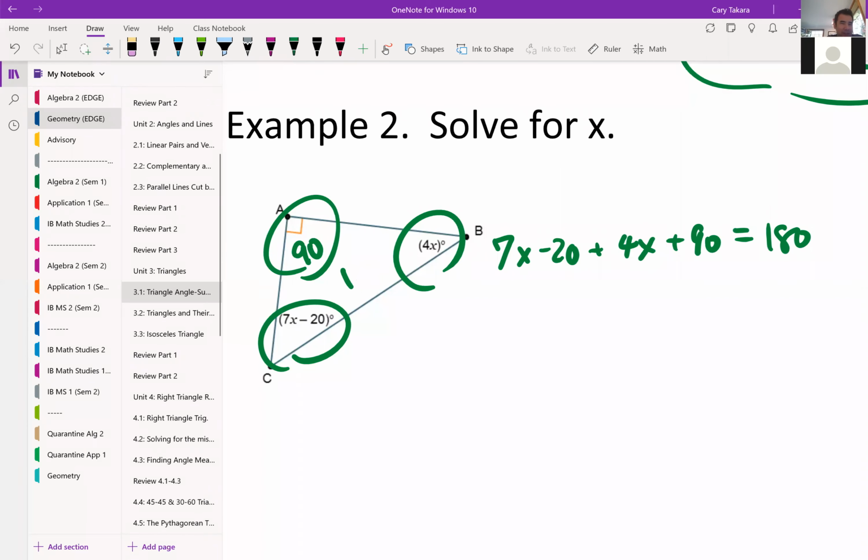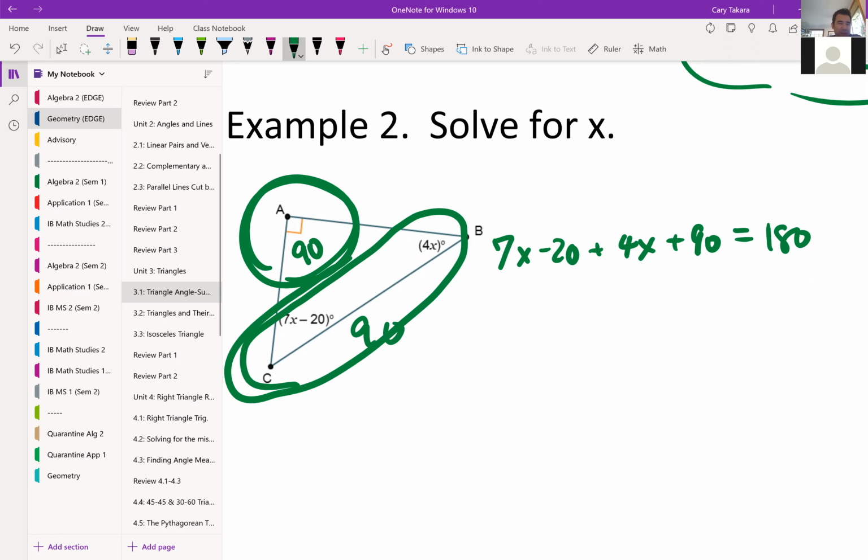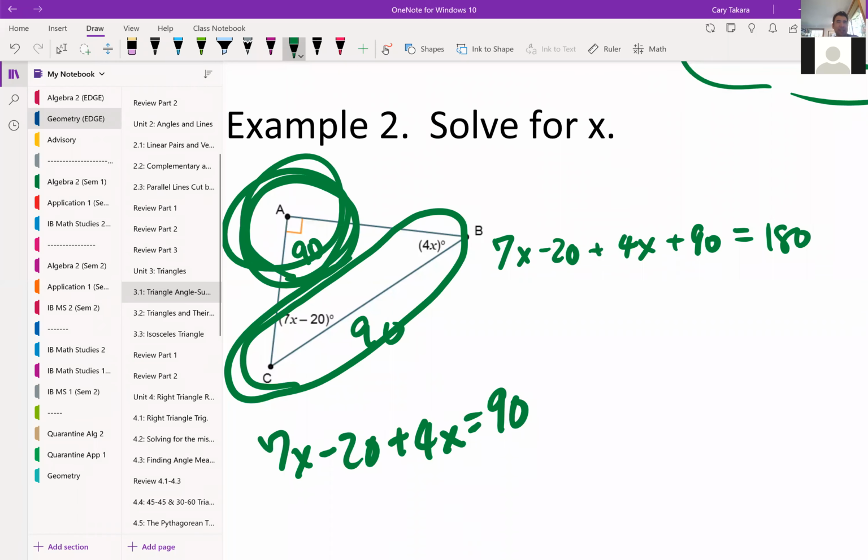Now, Julian had, I think, a little more efficient way. If this is a 90, what do you think those 2 angles added together should be? They should also be 90. So another equation would be 7x minus 20 plus 4x, and that is going to be equal to 90. That's another way to do that. If it's a right triangle with a 90-degree angle in it, that means if you remove the 90, the rest should be another 90, because 90 plus 90 is 180, right?